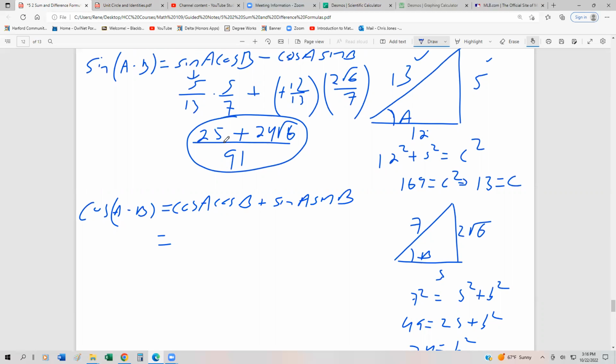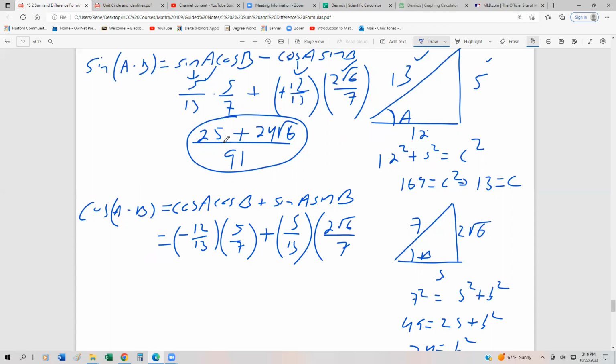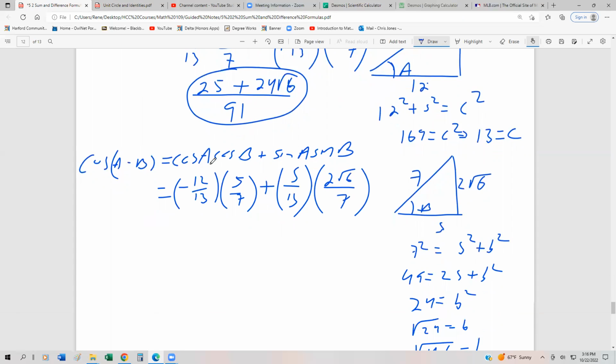And so we know the cosine of A is going to be negative 12/13. We know the cos of B was going to be 5/7. We know the sine of A, so remember, sine of A was 5/13. And the sine of B, remember, we got that to be 2 roots of 6 divided by 7. Right? And so we multiply through.